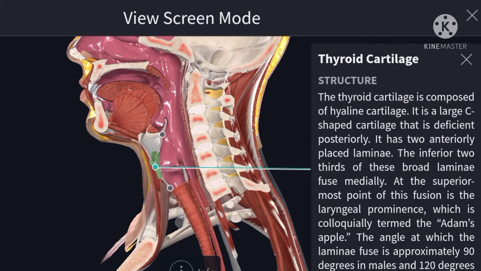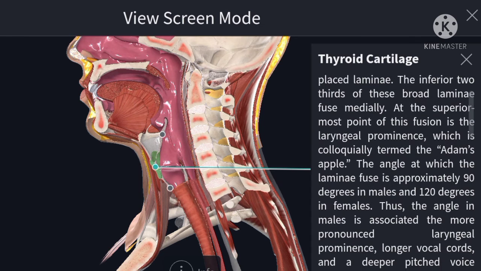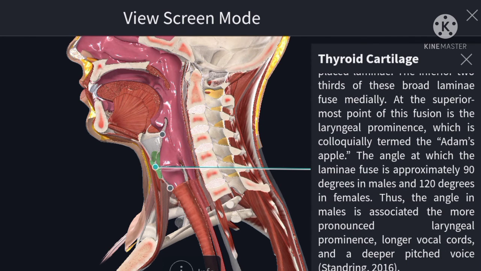The angle at which the laminae fuse is approximately 90 degrees in the male and 120 degrees in the female. Thus, the angle in the male is associated with a more pronounced laryngeal prominence, longer vocal cords, and a deeper pitched voice.